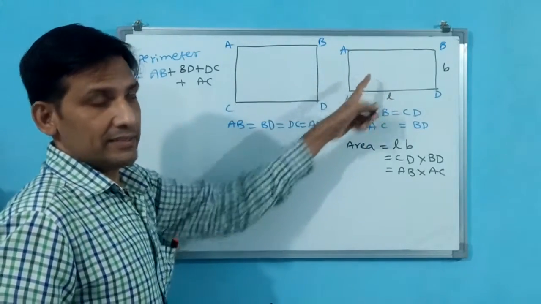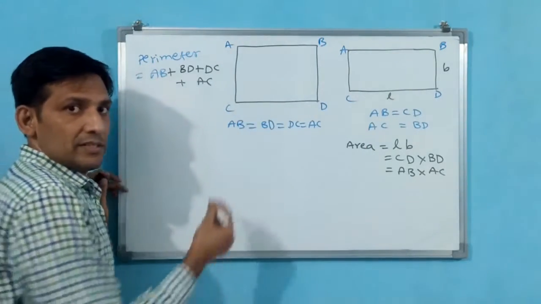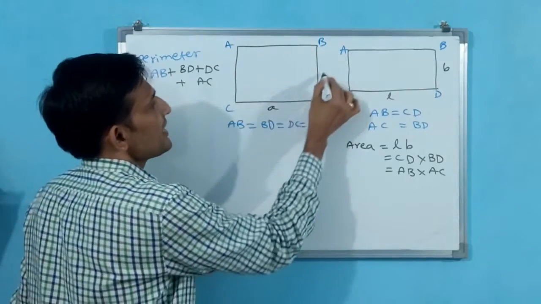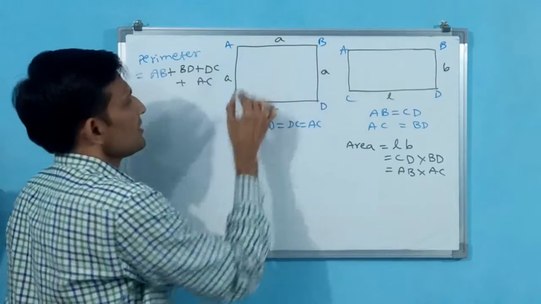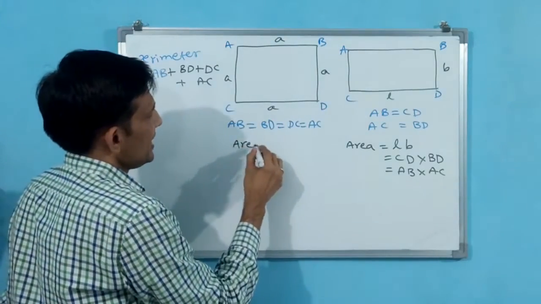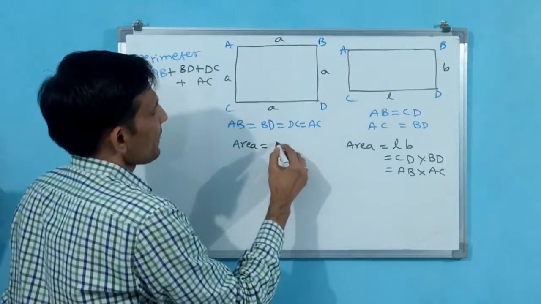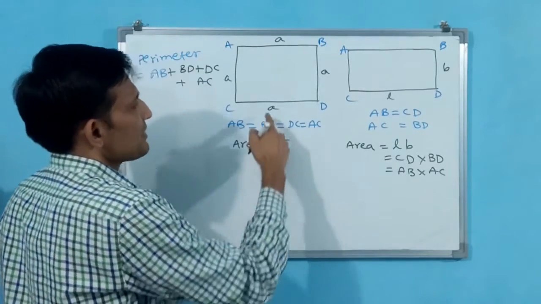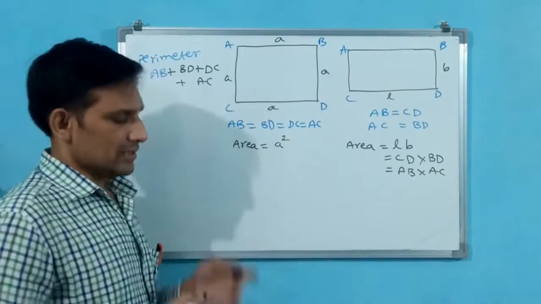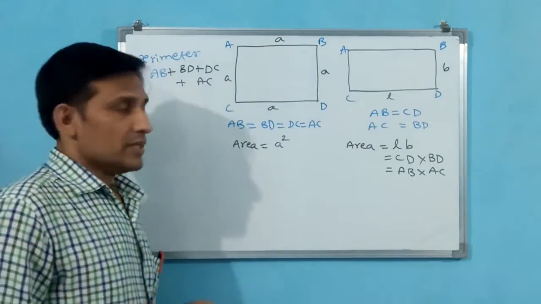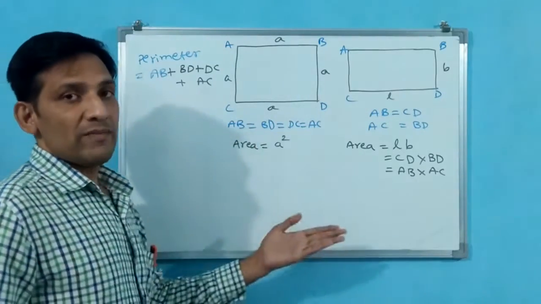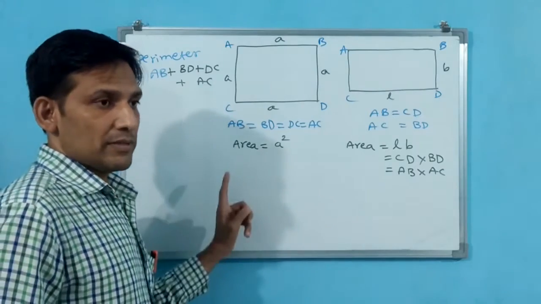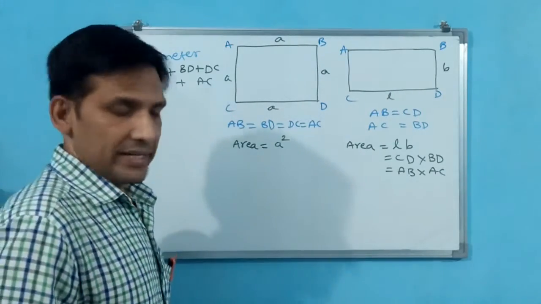What about the square? In a square, every side is the same, A. Then the area is equal to A square. Why? Because it is length into breadth. That's all. These two are the formulae for the areas of a square and a rectangle.